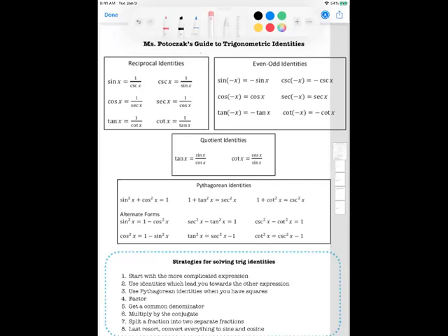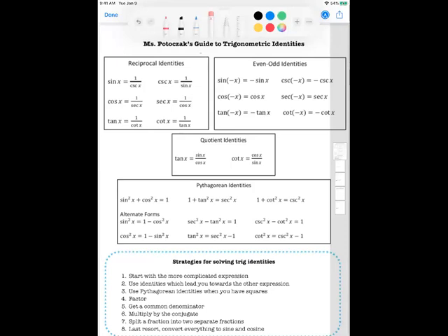So my first tip, you need to start with more complicated expressions. We talked about this last time. Next, use identities which lead you towards the other expression. So when I say that, I want you to be smart when choosing your identity. Don't just pick one because you remember it. Pick one that's going to lead you towards the other expression.